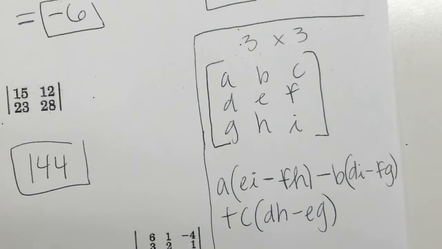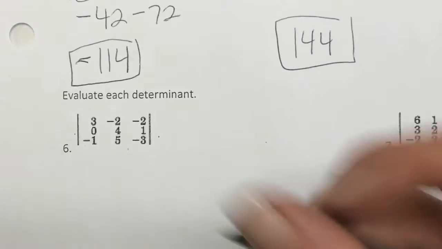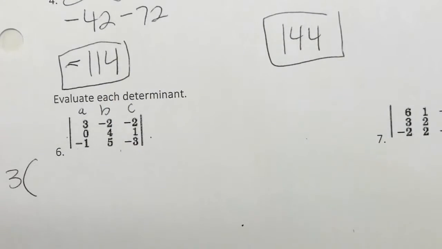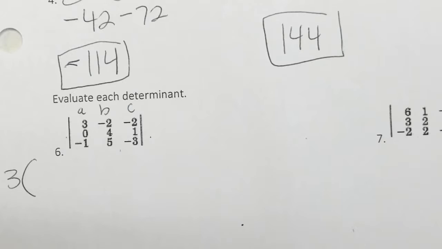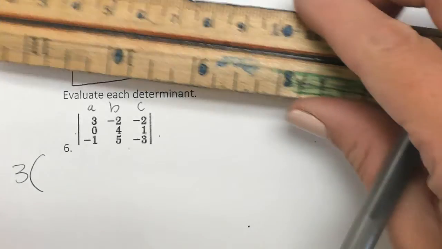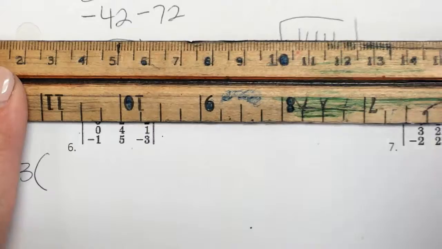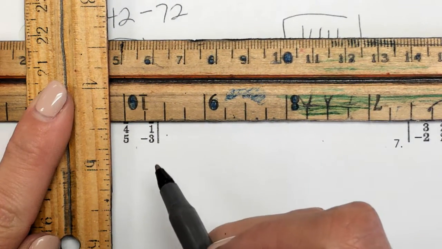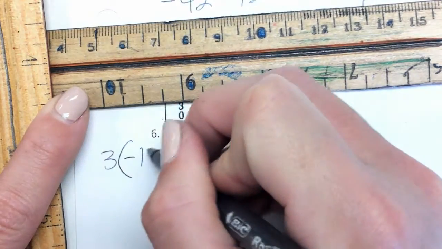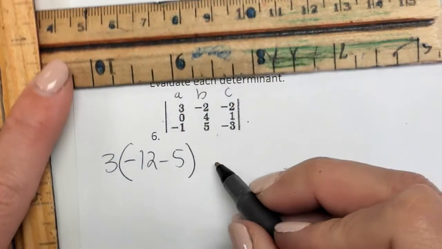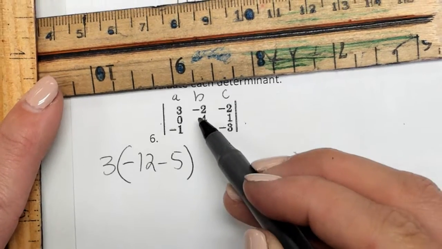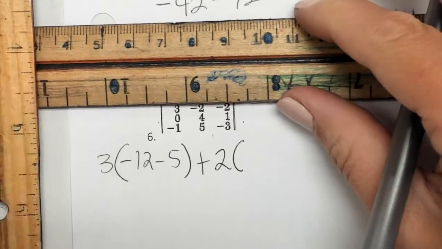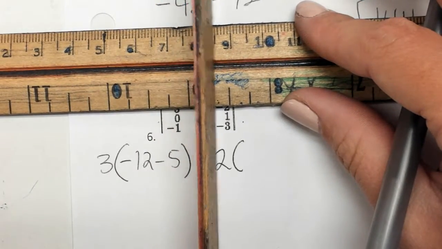So for number 6, tell me the first letter I'm going to write, or the number. 3. Now let's see if I can do it without covering it up. I'll cover it up the first time, sorry. Cover up the column and row it's in. Tell me how to find this determinant. It would be what? Negative 12 minus. Good. And it's always going to be a minus B. Well, this one's already minus, so it'll be what? Plus what? 2. I'm going to cover up the column and row it's in. Tell me the determinant.